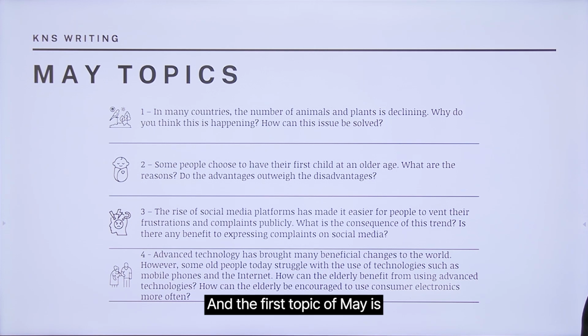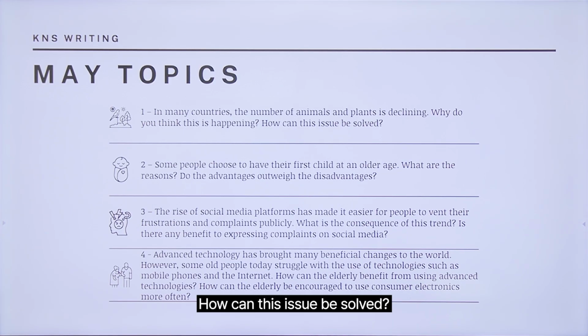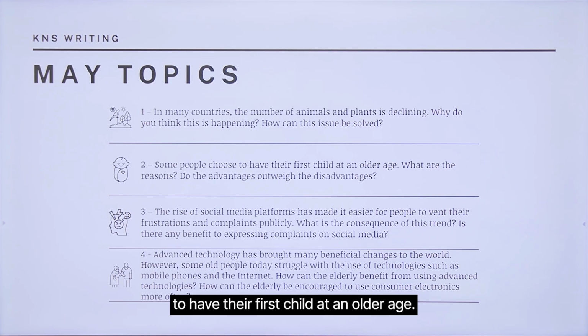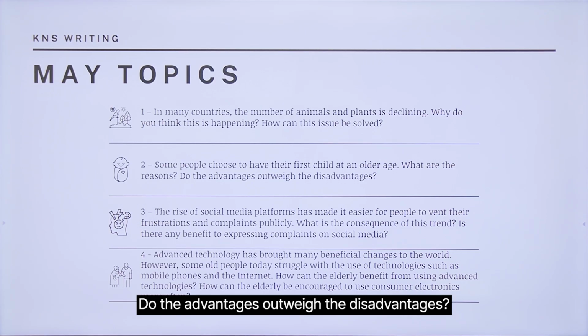And the first topic of May is: in many countries, the number of animals and plants is declining. Why do you think this is happening? How can this issue be solved? Number 2: some people choose to have their first child at an older age. What are the reasons? Do the advantages outweigh the disadvantages?